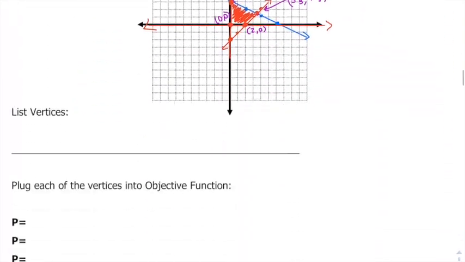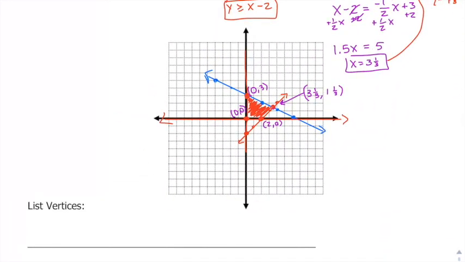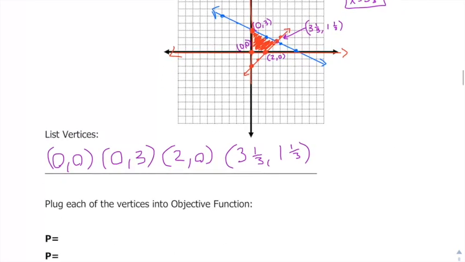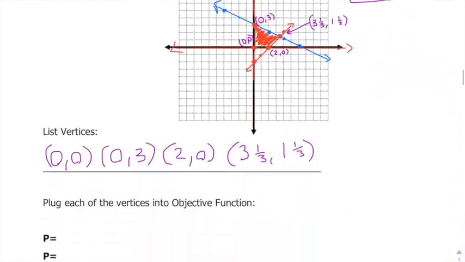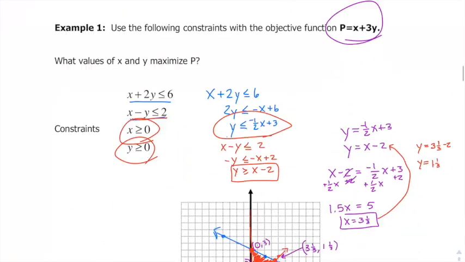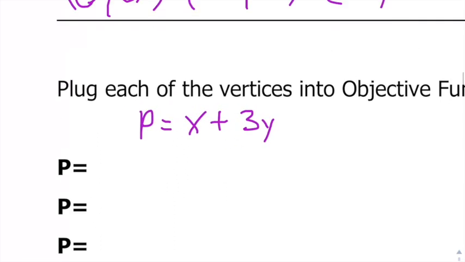We'll start out with the easy ones. Vertices here, I want us to list them out. 0, 3, 2, 0, and then 3 and 1/3, 1 and 1/3. Okay, and then we're going to plug them in. So we're going to start out with the easy one. Let me write the equation again. It was x plus 3y, I believe. Yep, okay. So we're going to plug in each one here.